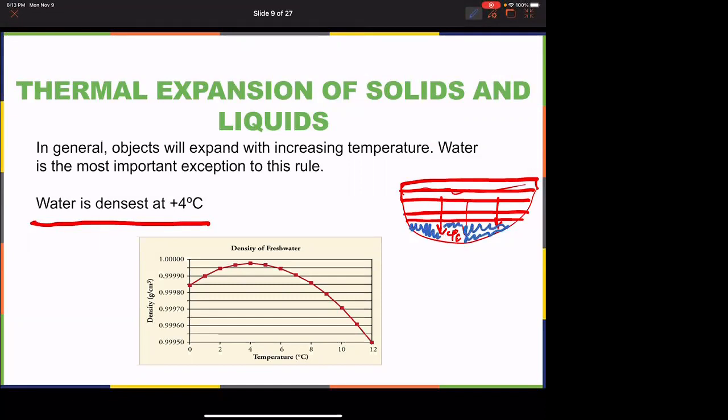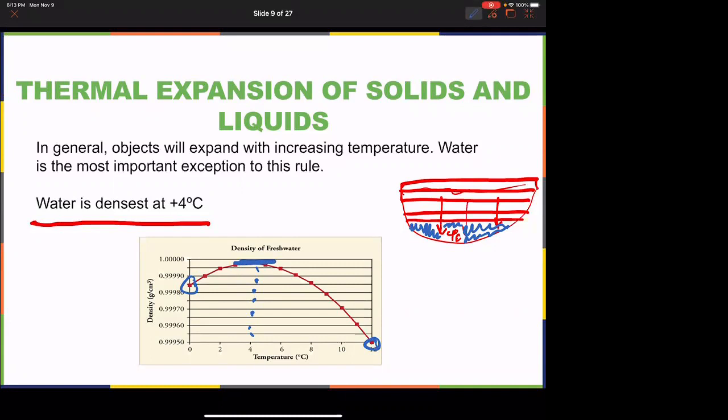So it sinks. Most objects or liquids do not have less density when they're frozen, but ice does. Ice is least dense when it's frozen. It's more dense when it's a liquid. And that's what this chart's showing you. Here, that's 4 degrees Celsius. It's the most dense. You can see here on either side of it that the density is less, so the water is going to float.